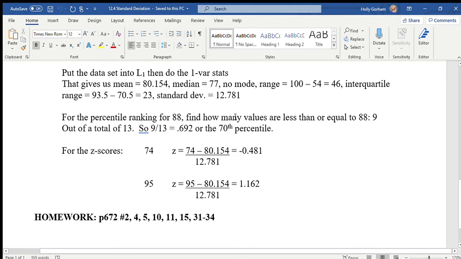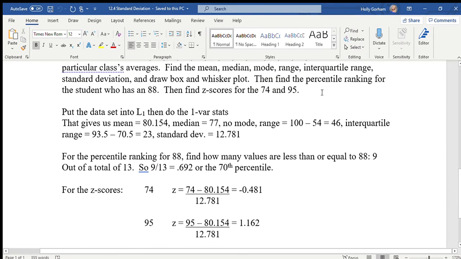Then there were some questions that I asked you. Also, I said to find the percentile ranking for the person who has an 88. So for the percentile ranking for the person that has an 88, you count how many numbers are there from 88 and less than that. So how many numbers are less than or equal to 88? That would be 9. Out of how many total? 13. 9 out of 13 basically gives you the 70th percentile.